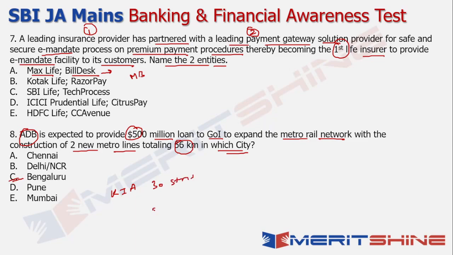Additionally, another $2 million assistance is also being provided by the ADB, which is to help the Karnataka government formulate the urban development projects. So that is something additional that ADB is providing to the Karnataka government.